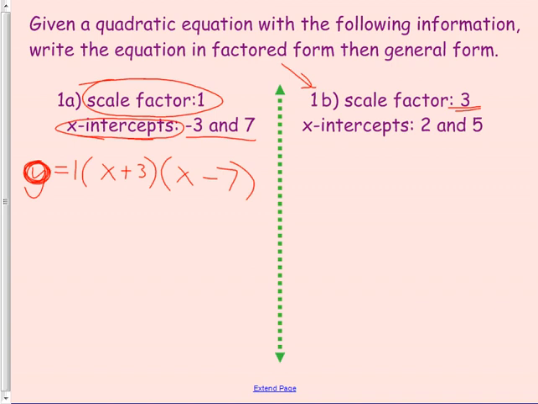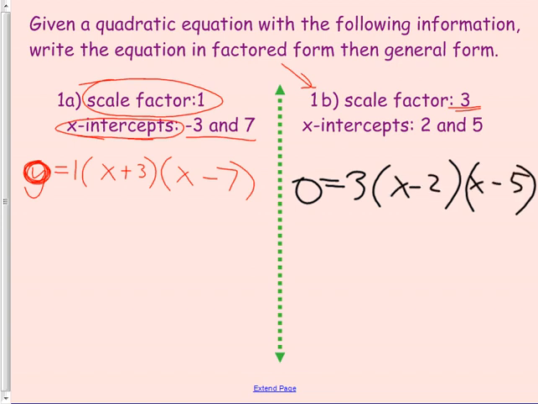All right, I'm hoping you had 0 equals. How many had that right this time? Okay, good. And then the scale factor is 3, and then you just make 2 sets of parentheses, and I hope you did x minus 2 and x minus 5. There we go. Okay, now could you multiply this all the way out?